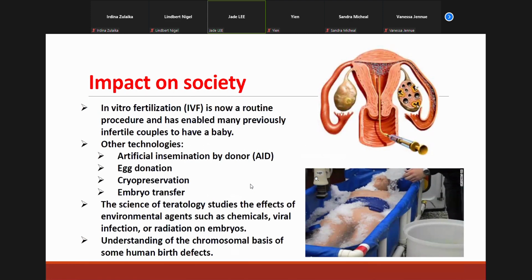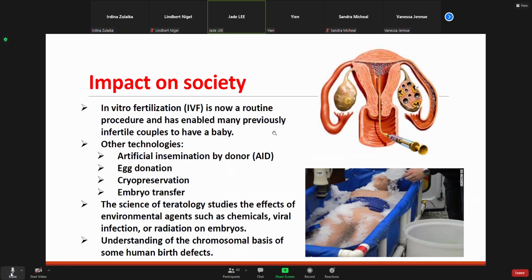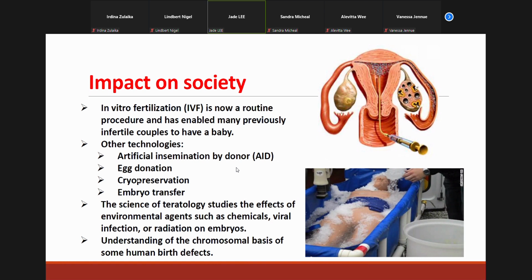Okay. And what is the impact to the society? You can have in vitro fertilization. Have you ever heard of this? Okay, it's good news for those who are incapable to conceive. They can use IVF to assist them. And we also have artificial insemination by the donor, and also the egg donations, cryopreservation, and embryo transfer. These are the technologies that we can apply based on the study of biology.